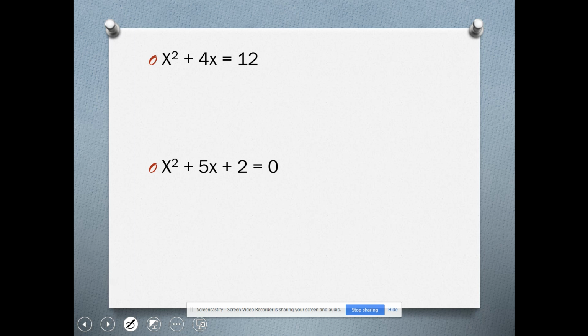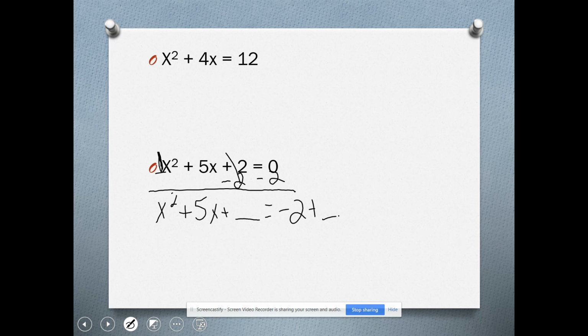And our last example, again checking that our a value here is 1, which it is. We do have our c value of positive 2, so we're going to go ahead and subtract that to the other side, creating that nice empty space for us to have a perfect square. 0 minus 2 is negative 2. And again, I'm going to go ahead and add that blank spot, so whatever I add to one side, I'm going to add to the other.